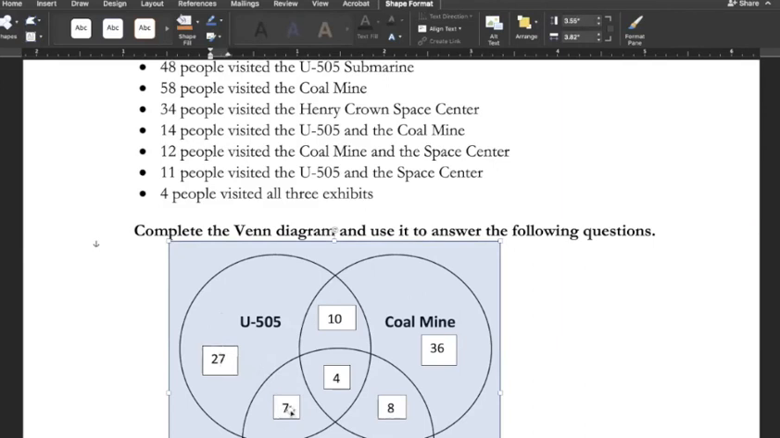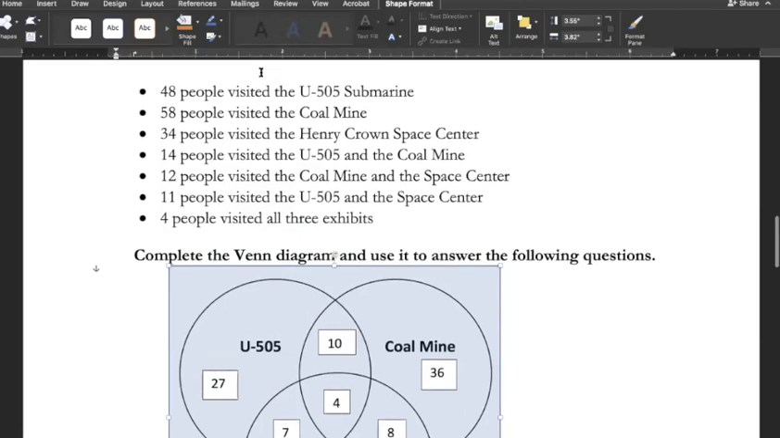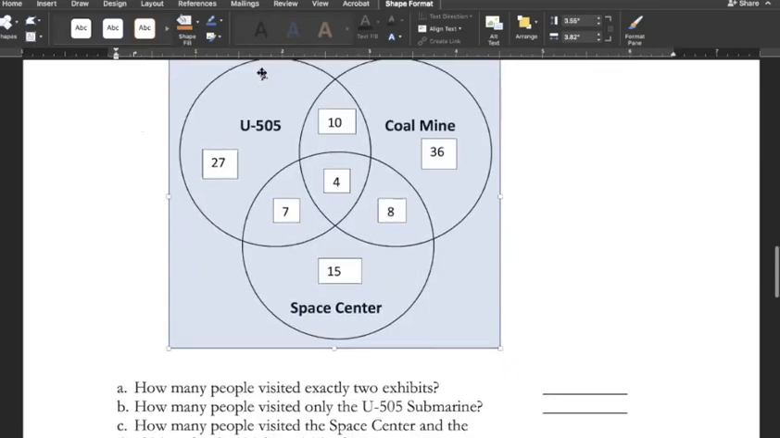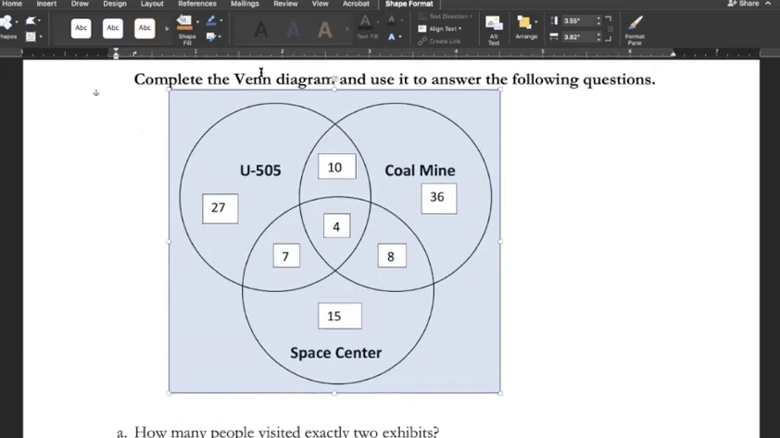So there's 27 and 7 is 34. 34 plus 4 is 38 plus 10 is 48. So that's the 48 people that visited the submarine. All right. Now, you might think that we're done at this point. Okay. But you would be mistaken.